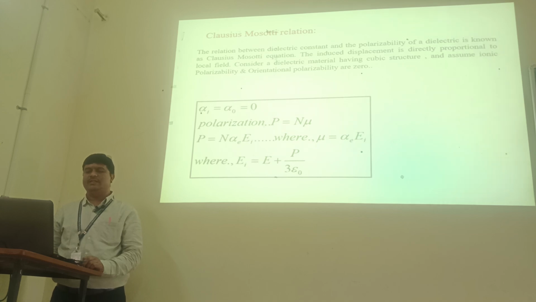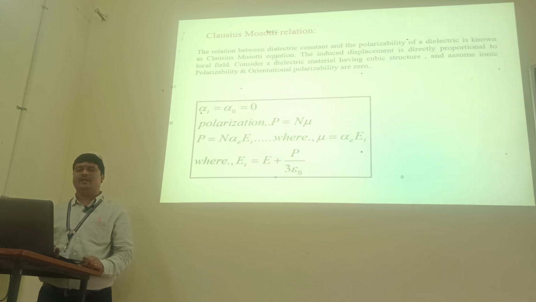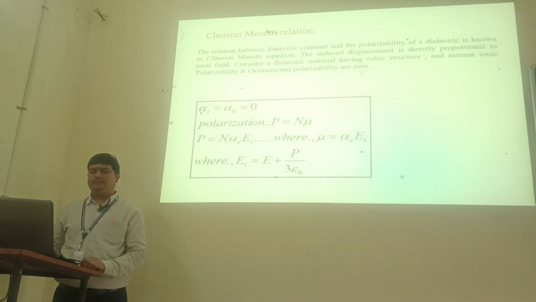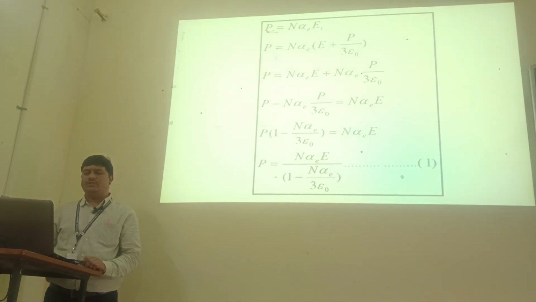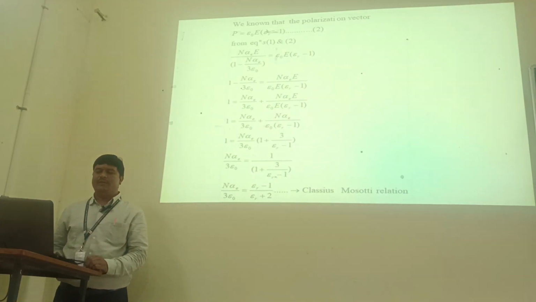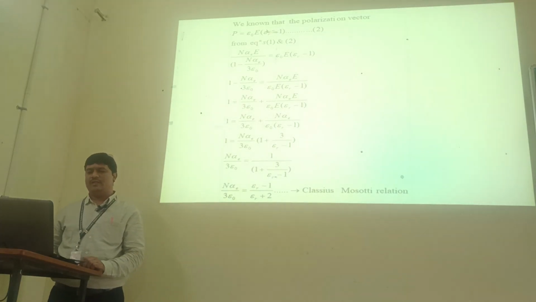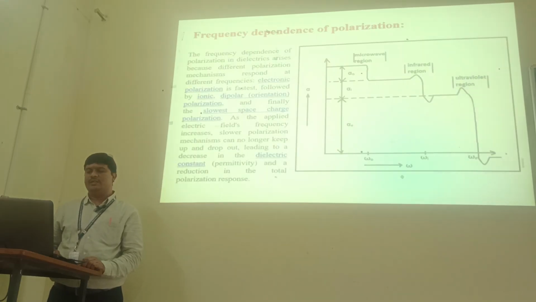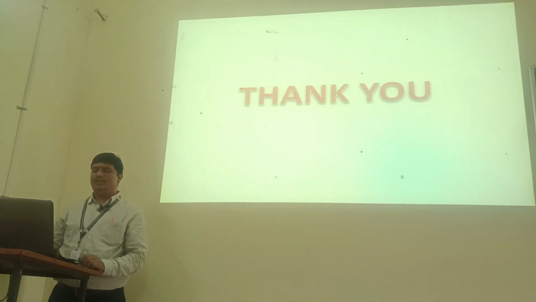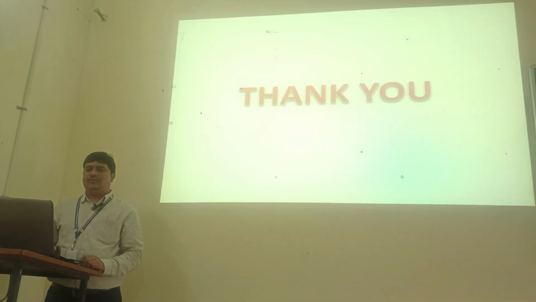Next, the Clausius-Mossotti relation. It is the relation between the dielectric constant and polarizability. The Clausius-Mossotti relation: we know that N alpha e by 3 epsilon naught equal to (epsilon r minus 1) by (epsilon r plus 2). Then we have the frequency dependence of polarization. The polarizability decreases with frequency and finally disappears in different regions: the microwave region, the infrared region and the ultraviolet region.